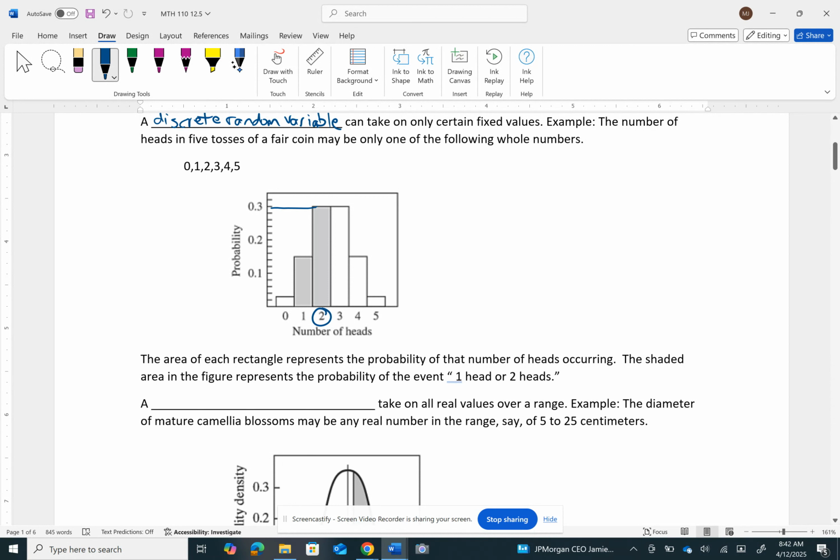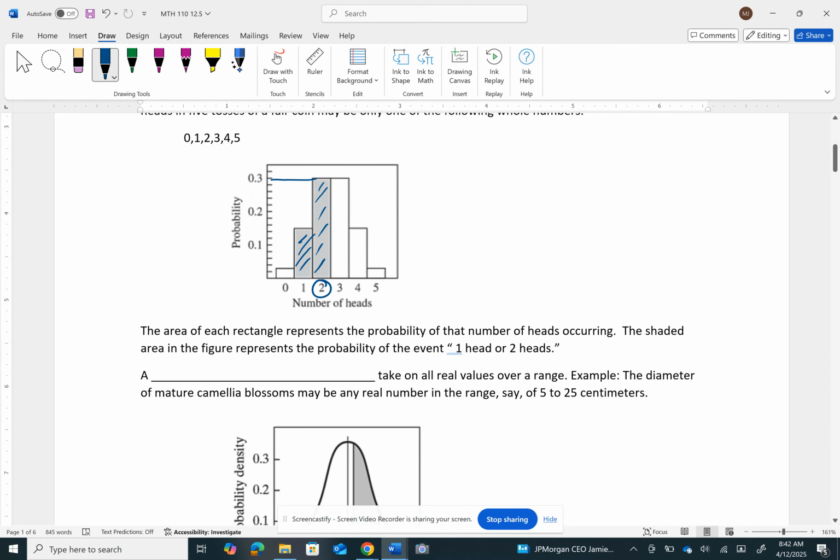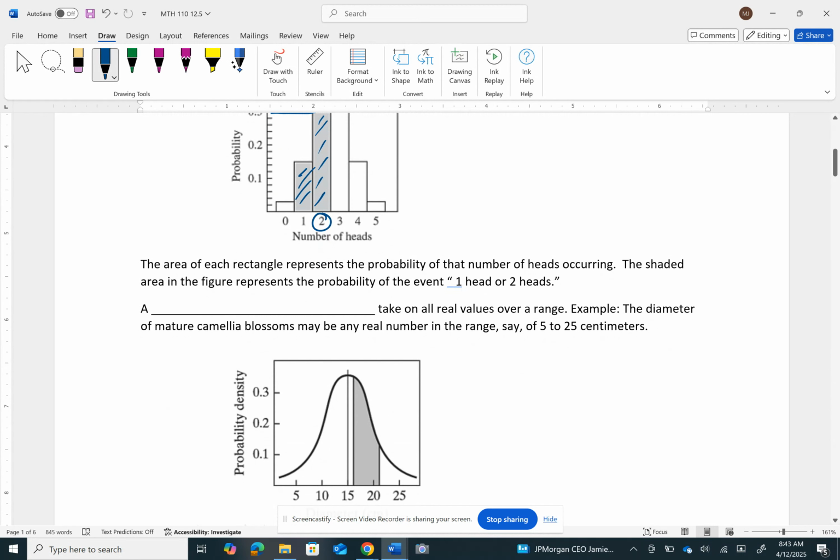All right, now the shaded area in this case represents the probability of getting 1 or 2 heads. Okay, so the graph that we see there is a probability distribution. All right, now that was a discrete random variable. So we use those bars to represent what the probability would be for each of those possible outcomes.